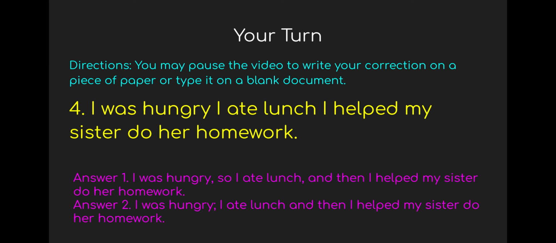So notice that there is no comma before that conjunction and, because these are two short independent clauses that are closely related, and they do not need a comma to separate that conjunction. I was hungry, semicolon. I ate lunch and then I helped my sister do her homework.